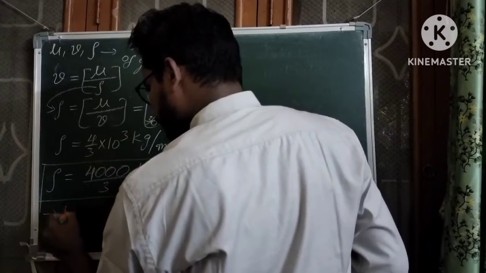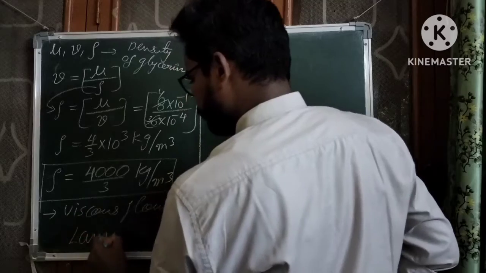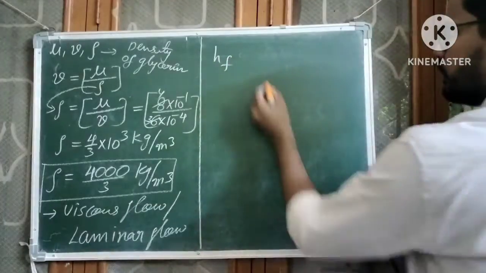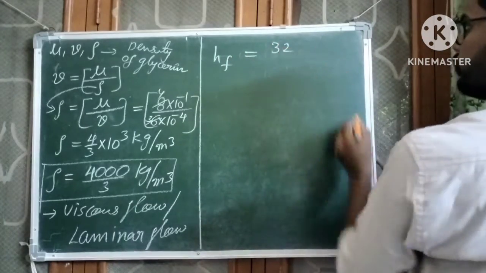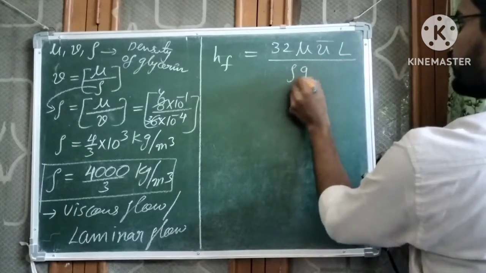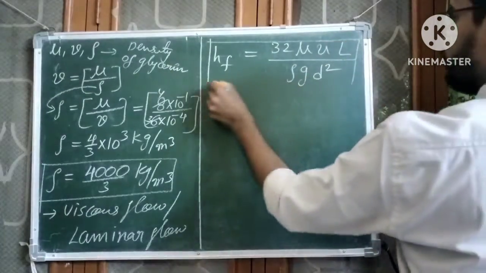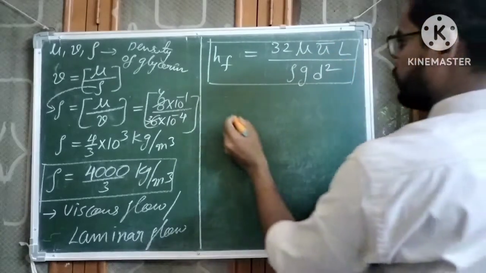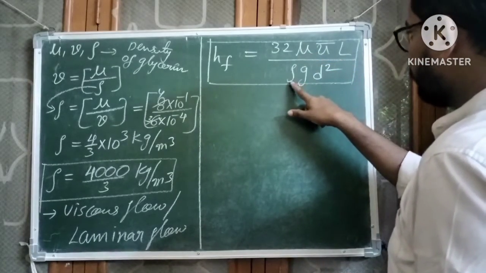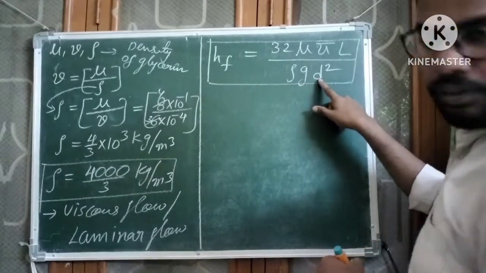Now, in case of viscous flow, given viscous resistance or laminar flow, head loss due to friction, HF is equal to what? HF is equal to 32 mu u bar L by rho g d square. This is the formula. Here u bar means average velocity, and L means length of the pipe, and mu means dynamic viscosity, rho density of glycerin, g acceleration due to gravity, and D means diameter of the pipeline.